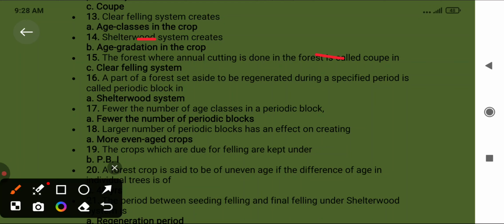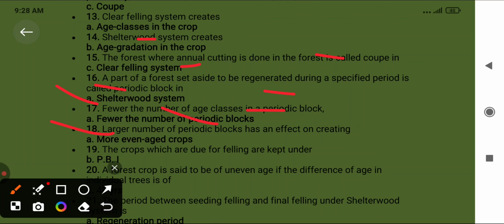In the clear felling system, a part of a forest set aside to be regenerated during a specific period is called a periodic block. In the shelterwood system, the number of age classes in a periodic block is fewer than the number of periodic blocks. A larger number of periodic blocks has an effect on creating more even-aged crops.